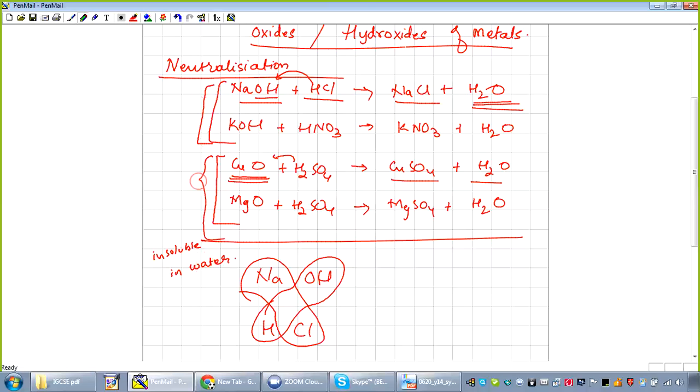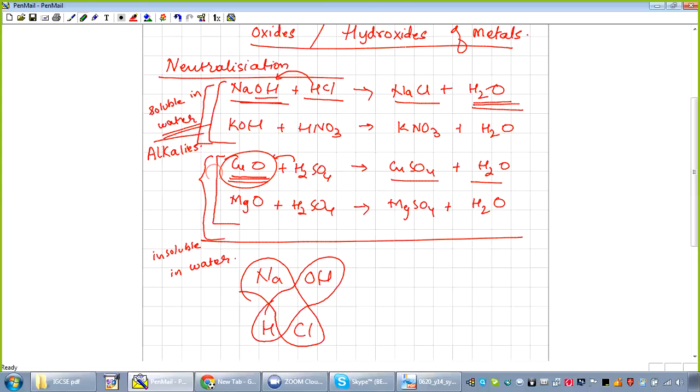Both of these hydroxides are soluble in water. Aren't they already water? No, not necessarily. You can have solid sodium hydroxide also, where there is no water molecule present. Correct? But because these are soluble in water, we give a special name to these bases. These bases are known as alkalis.